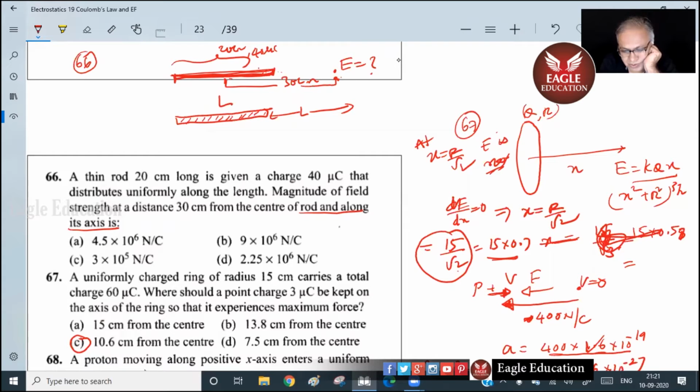Why don't you refer to the notes? You don't have a habit of referring back to the notes and using them. Come on.